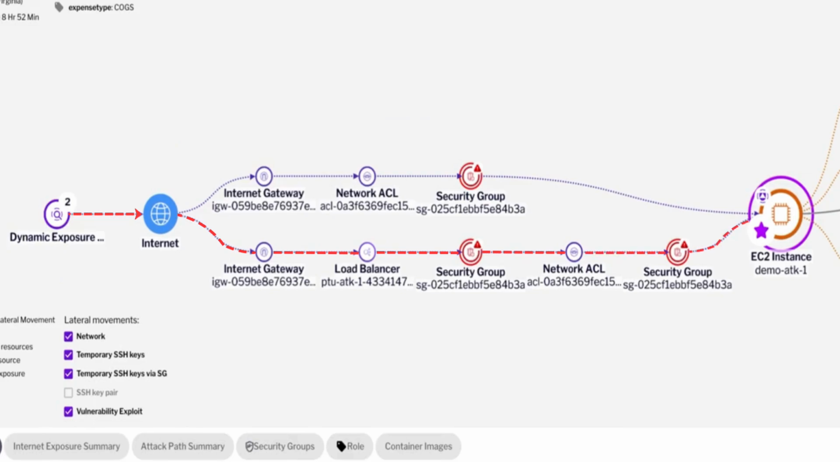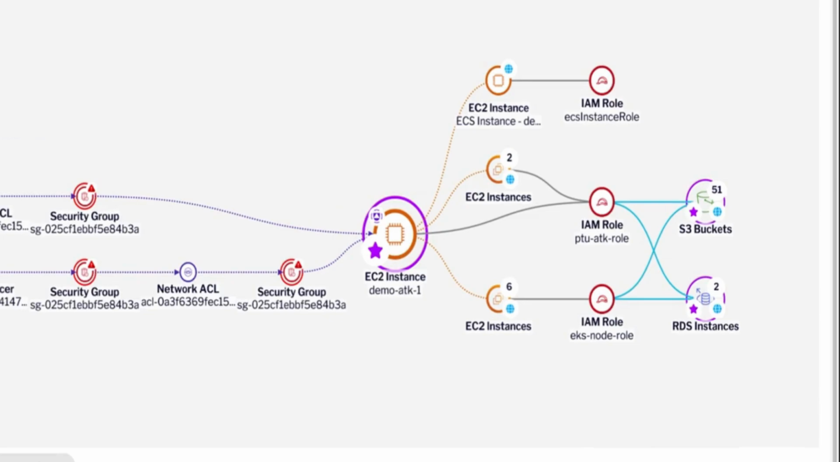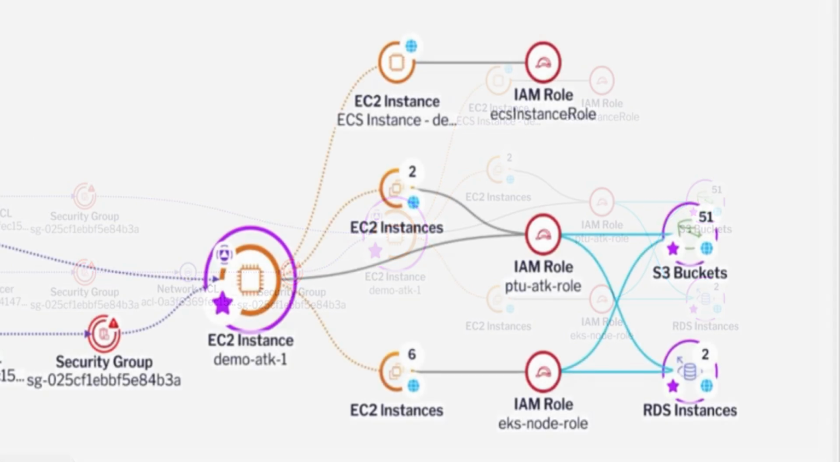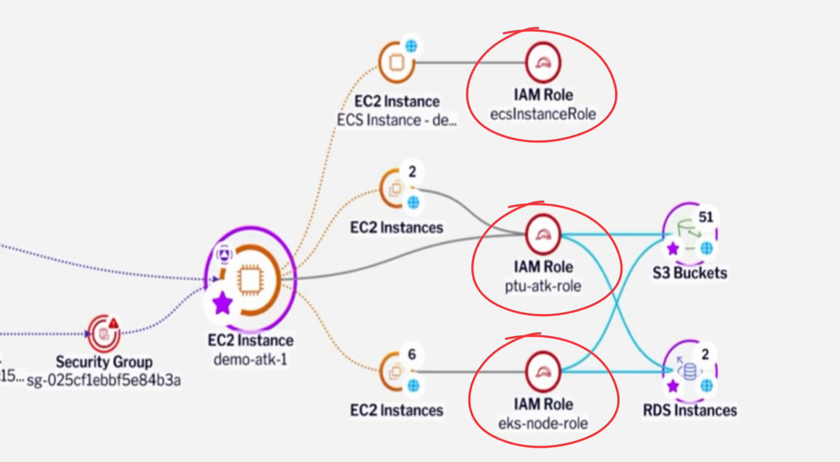Then, over on the right side of the attack path graph are potential lateral movement. These are resources the attacker could move to via network reachability and identity management to cause an actual data breach. Then, from this EC2 instance, there is access to these other resources through a means such as an IAM role.